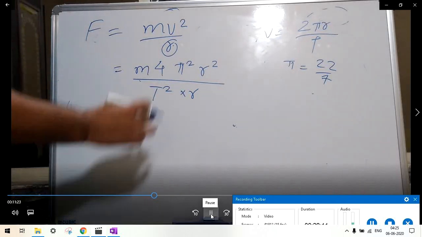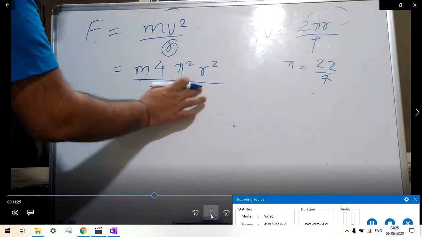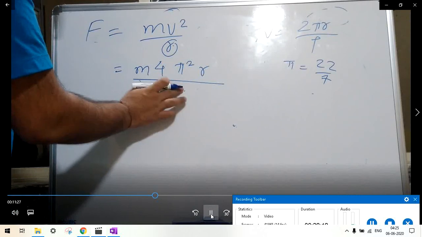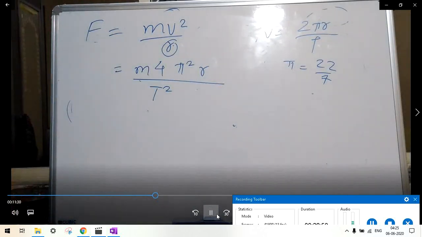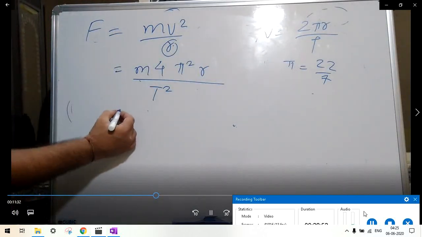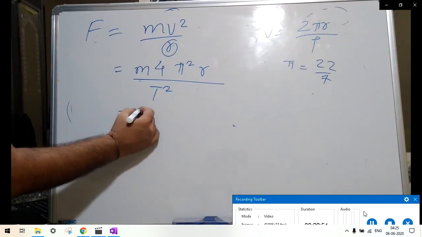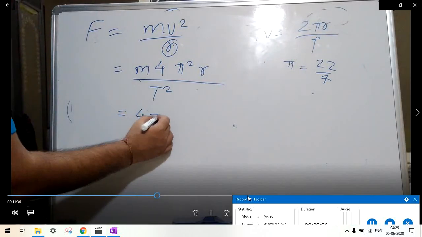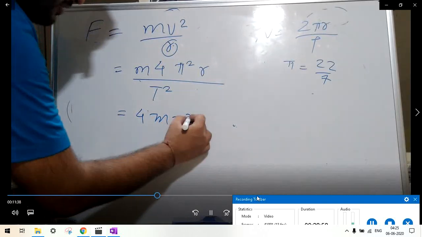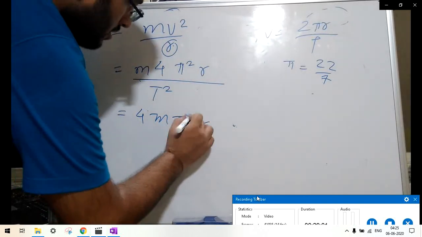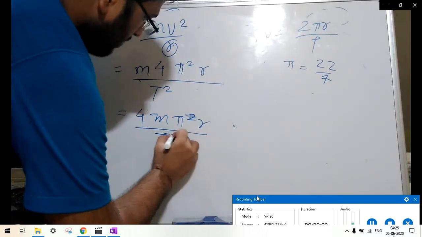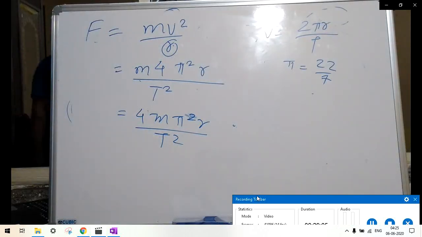So yeah, let's see what we can do. This r can divide this r, so we will have only one r at the top. So we are having the value equal to 4 m pi square r divided by T square. Okay.